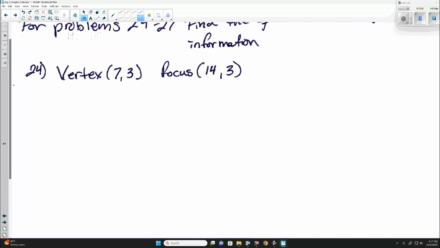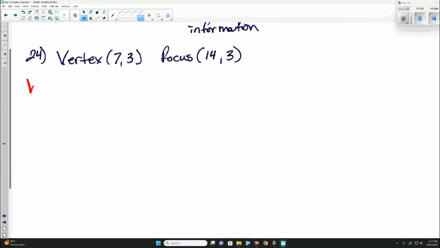24, find the equation from the given information. Well, we still need the values of h, k, and p. Pretty much everything revolves around these here. Now the vertex is going to be the point h, comma, k. So that tells us h is 7, k is 3, but we still need to find the value of p in the equation. Now if we're given the vertex and focus, we need to see which one changes. Which one do we add p to? Do we add it to h or k?